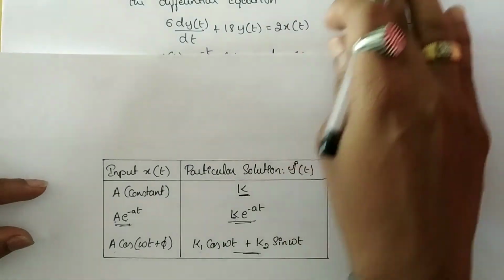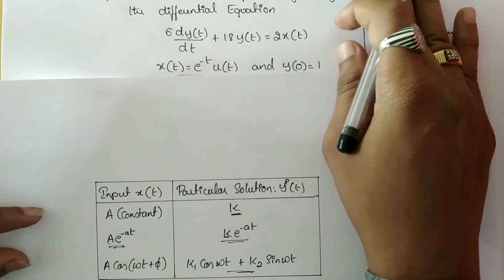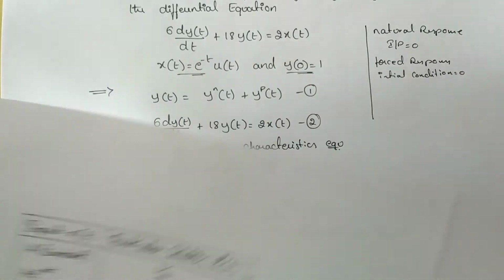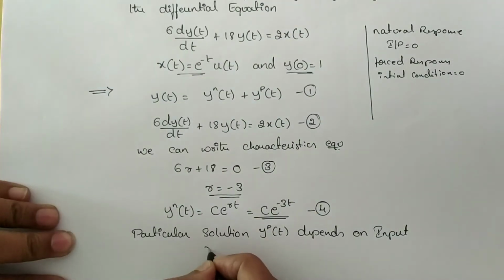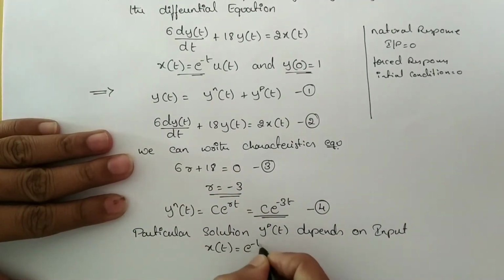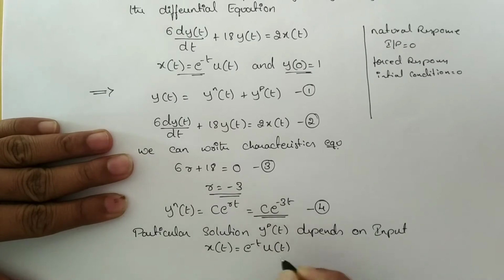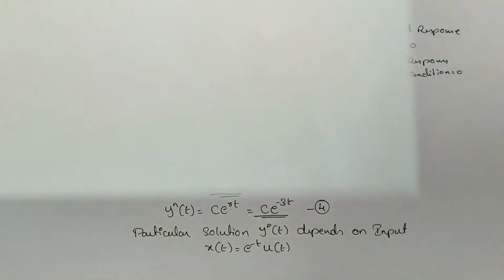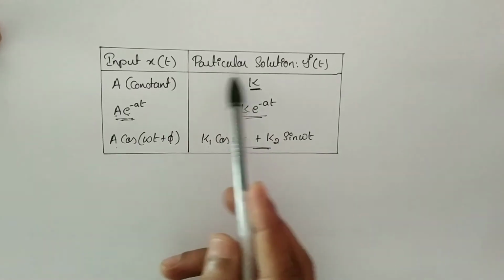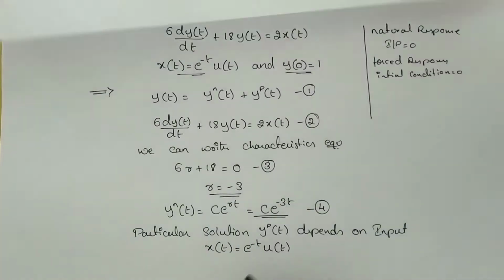And in this problem we have input x(t) = e^(-t) u(t). The value of u(t) is 1 between 0 to infinity, which is a constant. Since we have a constant and e^(-t) in the input, we will write the particular solution as k e^(-t).